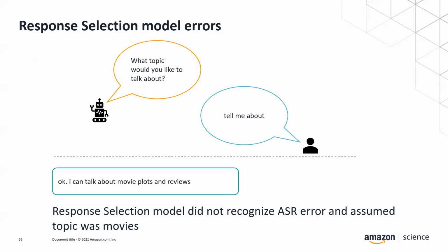And the response selection model selected this response: I can talk about movie and plots. So it just assumed that the topic was movies, but it could have selected a response that would have clarified to the user, like, what exactly are you asking, or can you repeat yourself again?